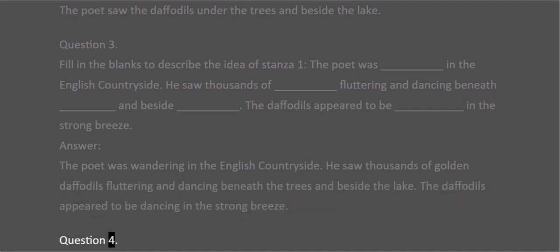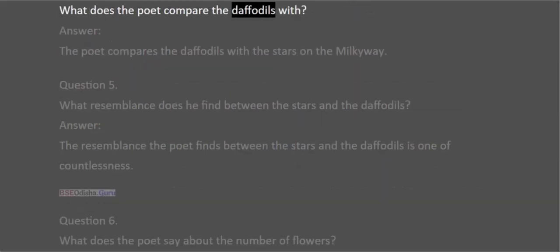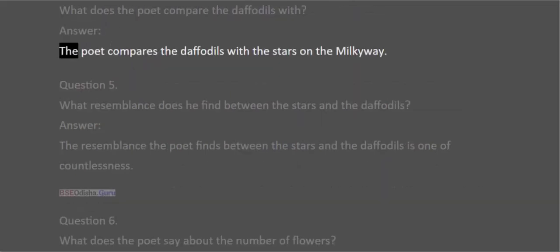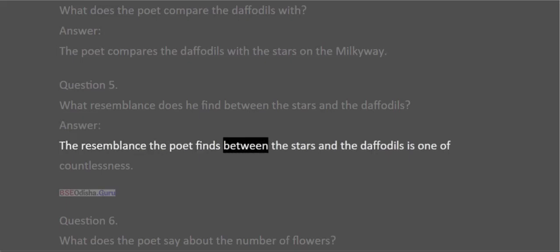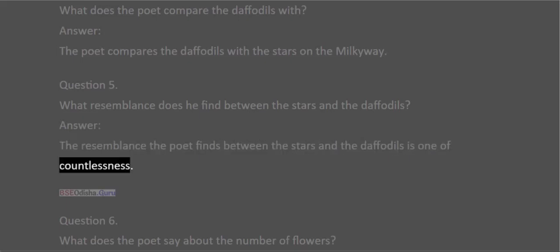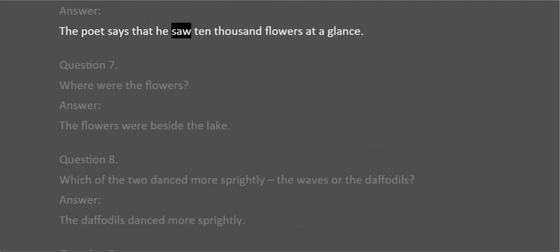Question 4. What does the poet compare the daffodils with? Answer. The poet compares the daffodils with the stars on the Milky Way. Question 5. What resemblance does he find between the stars and the daffodils? Answer. The resemblance the poet finds between the stars and the daffodils is one of countlessness. Question 6. What does the poet say about the number of flowers? Answer. The poet says that he saw 10,000 flowers at a glance.